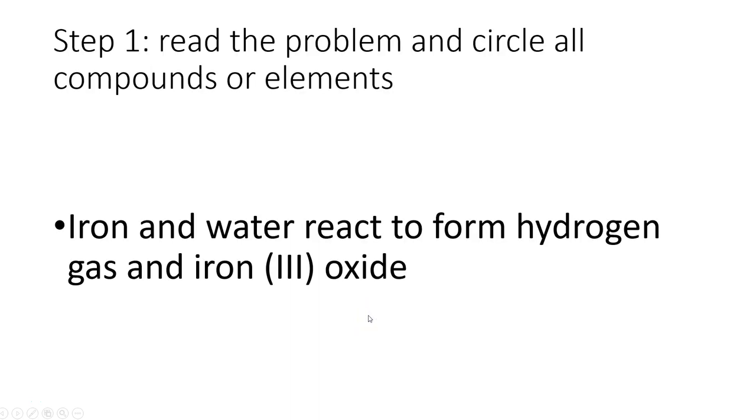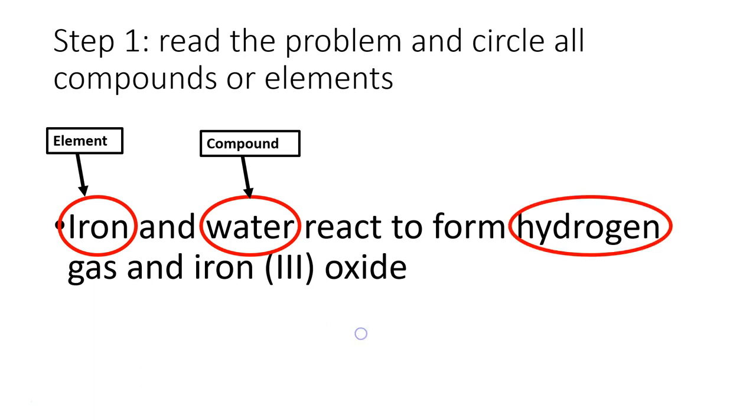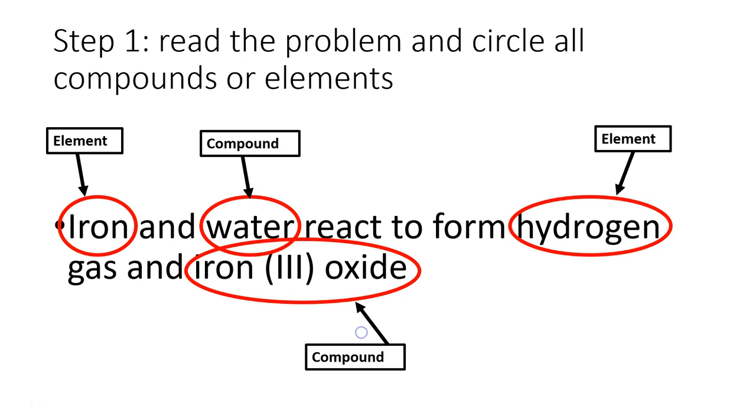So the first thing we're going to do is read the problem and circle all the compounds or elements. The first thing I see in this sentence is iron. We know that iron is an element, so we're going to go ahead and circle it. The next thing I see is water, so we're going to circle water, and we know that that is a compound. Now that's going to react to form hydrogen gas. We know hydrogen is also an element, and iron 3 oxide, which is an ionic compound.